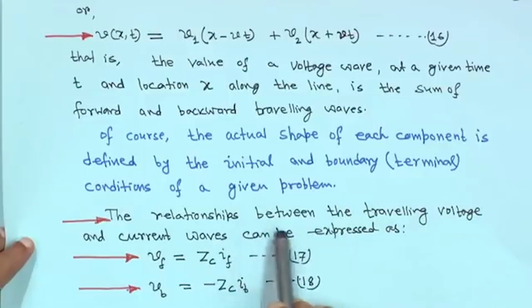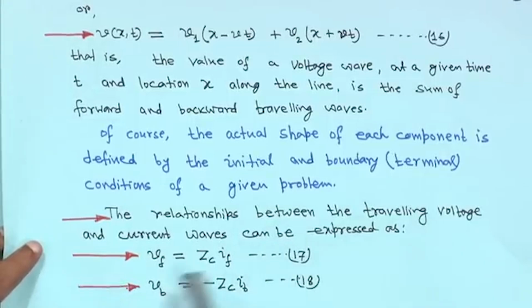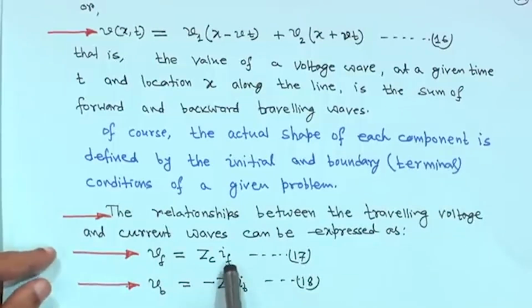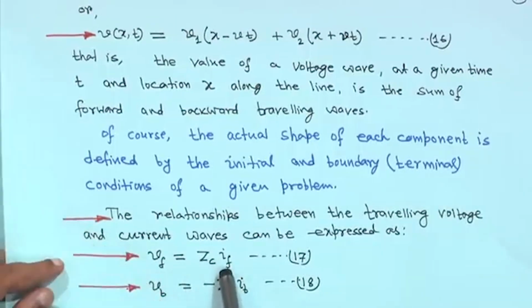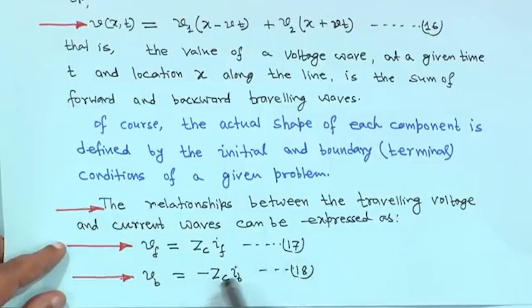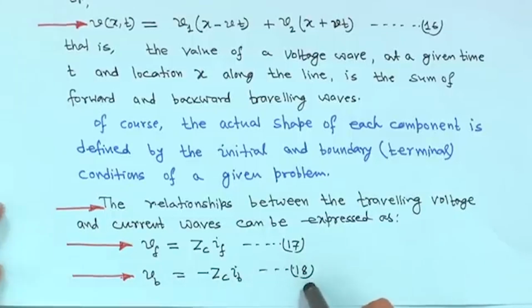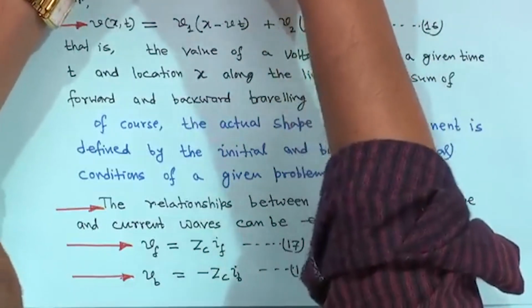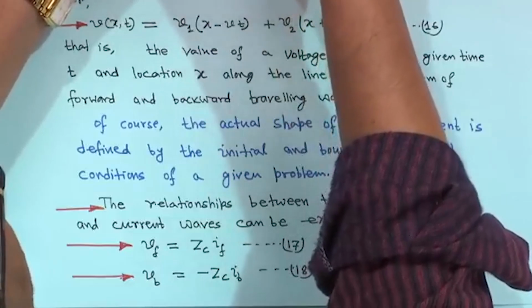For example, the relationship between the travelling voltage and current waves can be expressed as follows. The forward wave Vf can be written as Zc into If, where Zc is the characteristic or surge impedance. Vf should be equal to Zc into If, and Vb, the backward one, should be minus Zc into Ib, because it is reflected back, right. So, Vb will be minus Zc into Ib. This is equation 18, where Zc is the surge or characteristic impedance of the line.